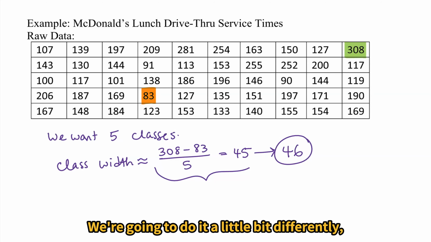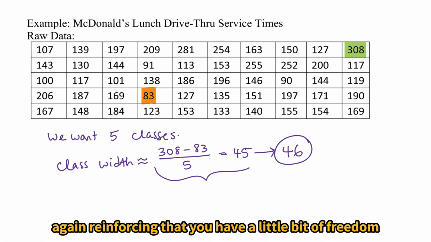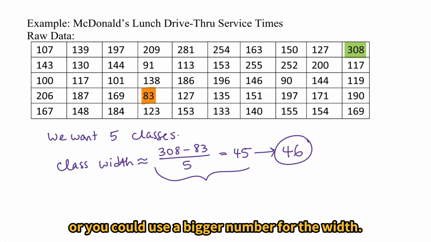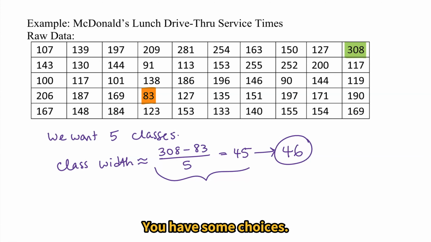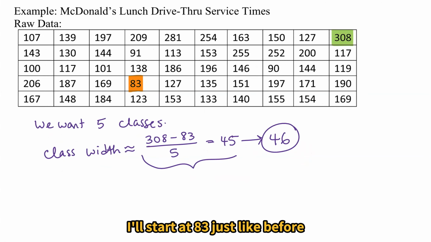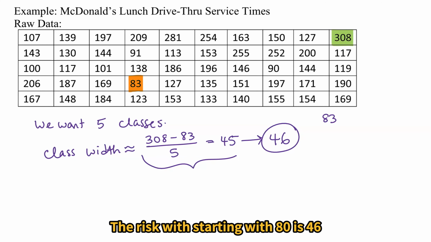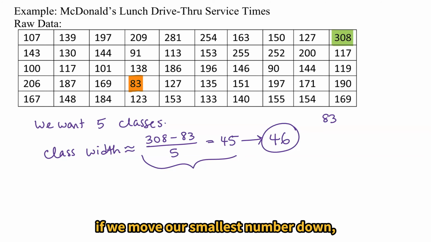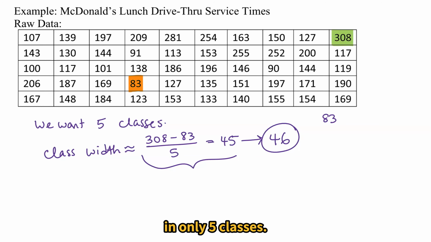We're going to do it a little bit differently, again, reinforcing that you have a little bit of freedom when you're creating these tables. You could use 46, or you could use a bigger number for the width. You have some choices. So we're going to use 46 for our width. I'll start at 83 just like before. We could also start at 80. The risk with starting with 80 is 46 won't be big enough. So that's something else we have to think about. If we move our smallest number down, we may not capture the highest numbers in only 5 classes.